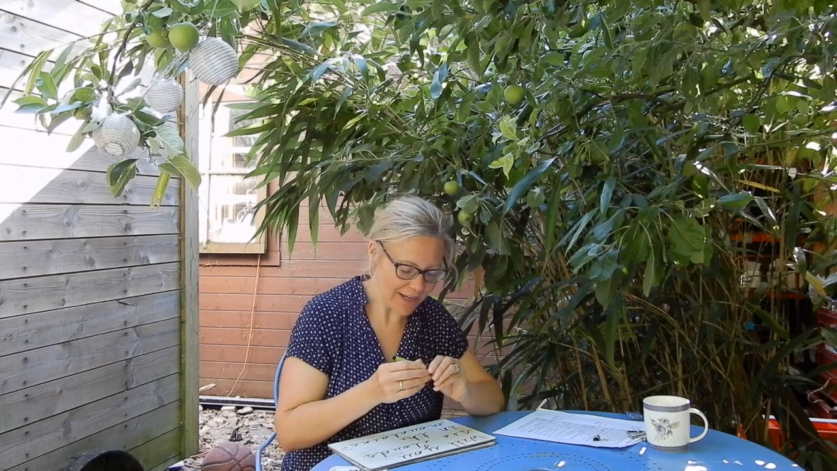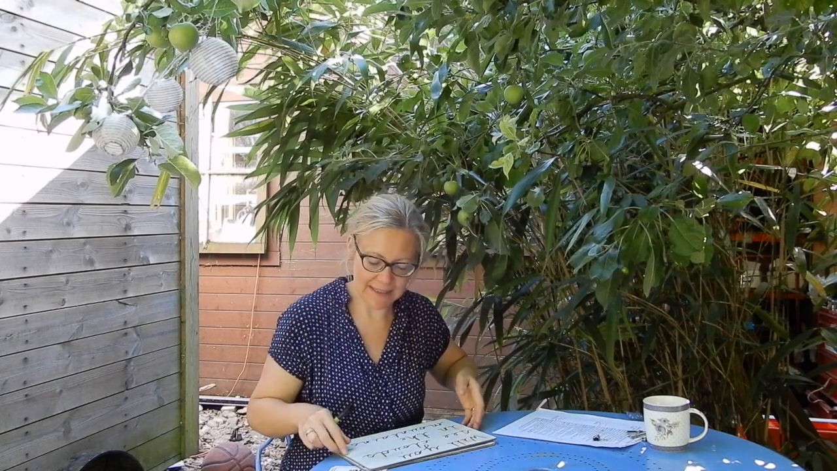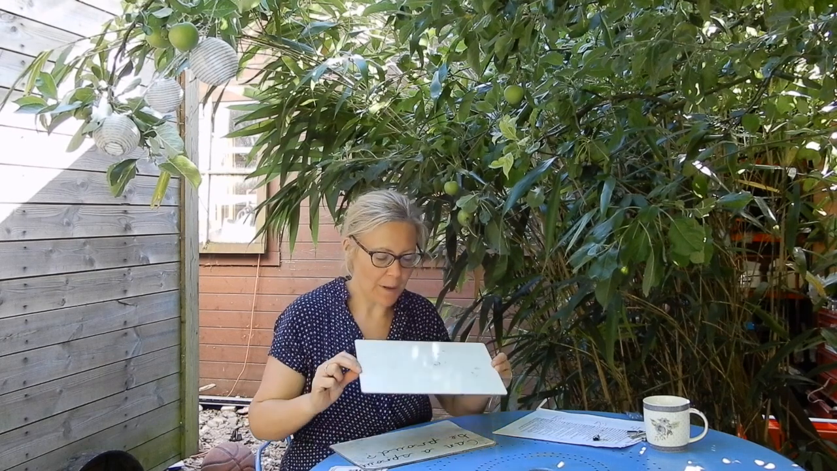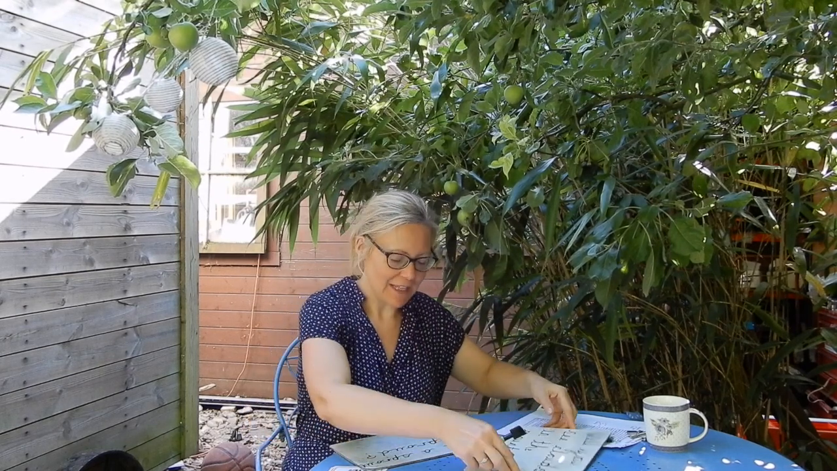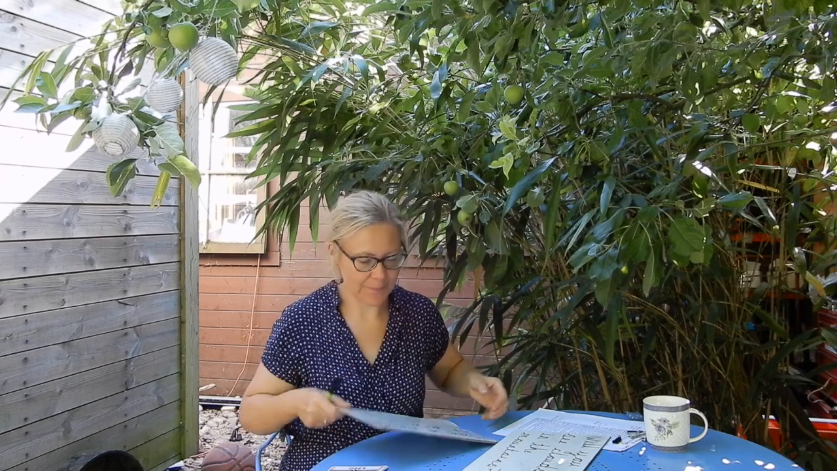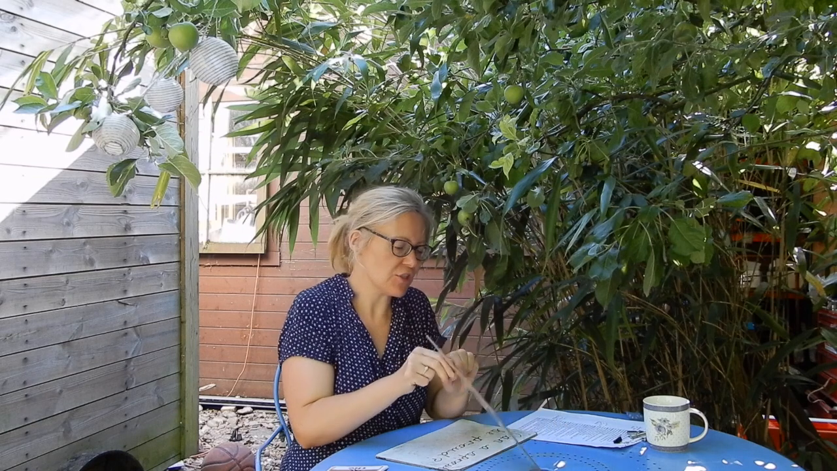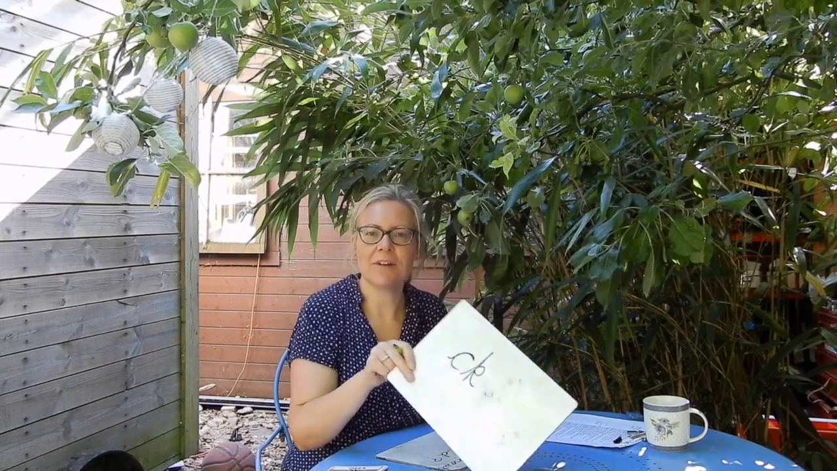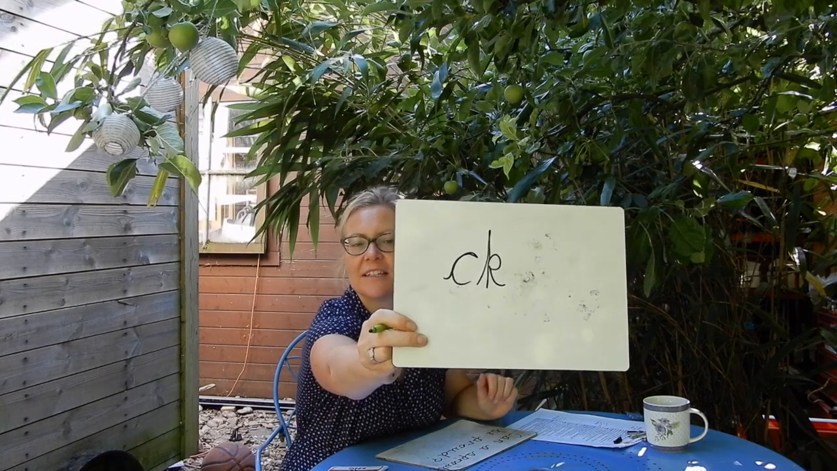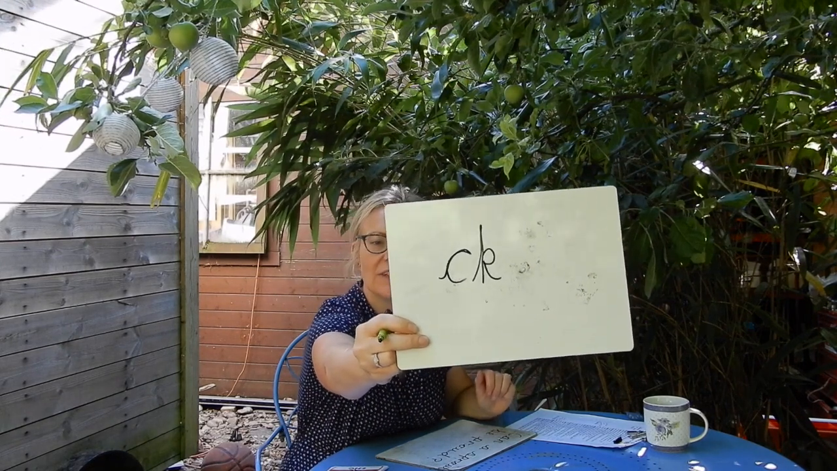Now remember, it's a digraph, so it's the K sound that has 2 letters making the one sound. Imagine you can remember what they are. Can you also remember what order they go in? Okay, so the K sound. Have a go at writing it on your board and show it to your adult at home. I'm going to write it on mine as well, and then flash it to the camera. The K sound that comes at the ends of words or the ends of syllables.